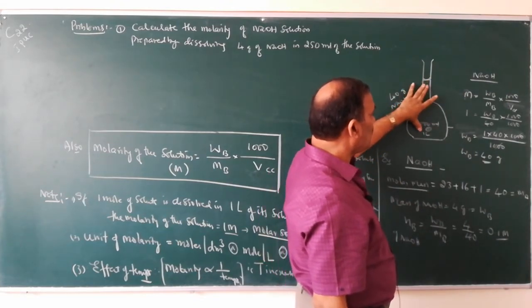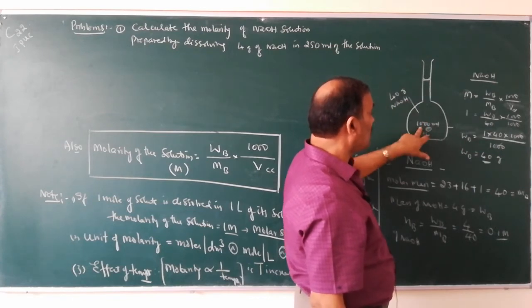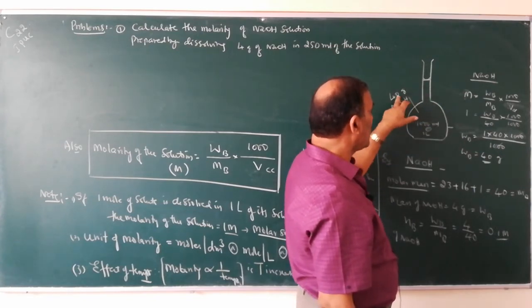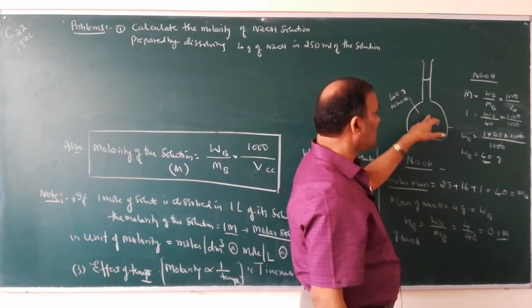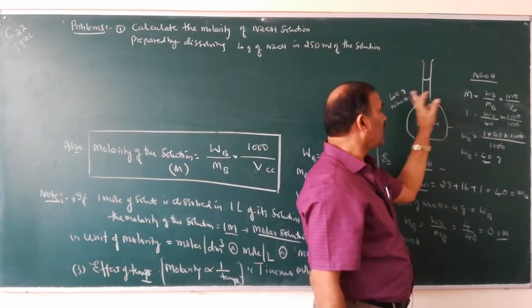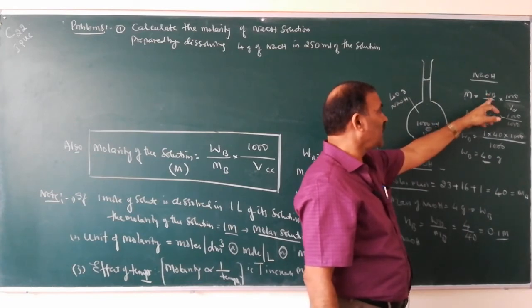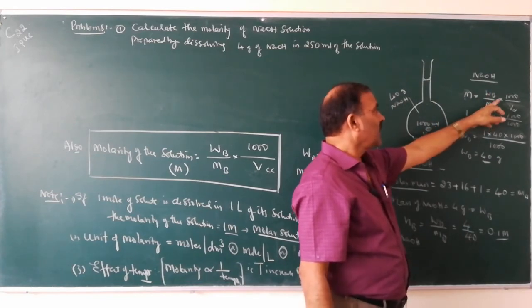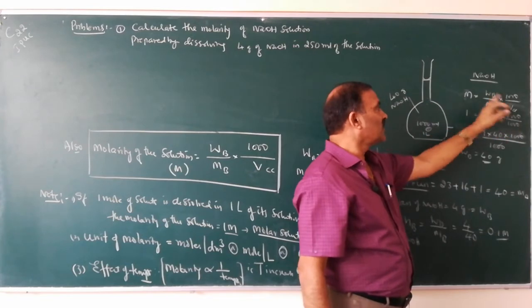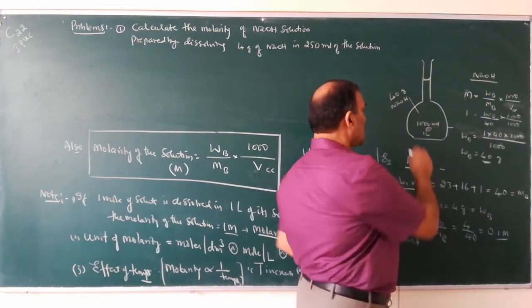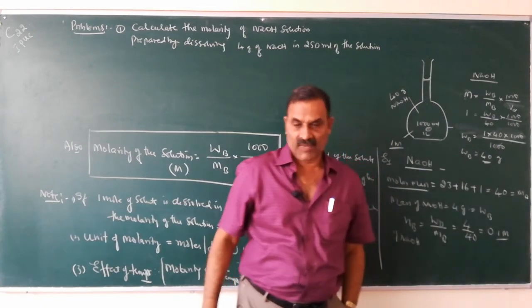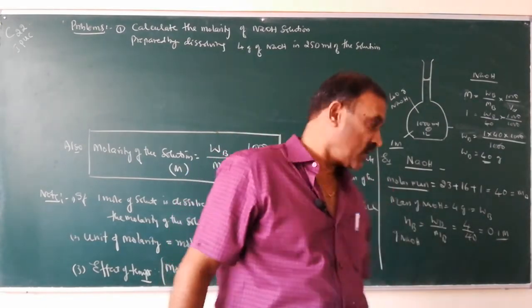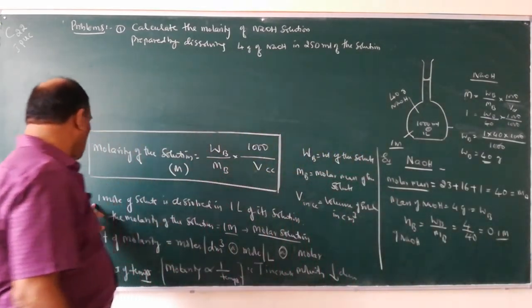So what is the total volume of this solution now? 1000 ml. How much does it contain? 40 grams. 40 grams means it is called 1 gram molecular mass. So 40 divided by 40 into 1000 divided by 1000 is equal to 1 molar. So this solution is a 1 molar solution. So that is note number 1.